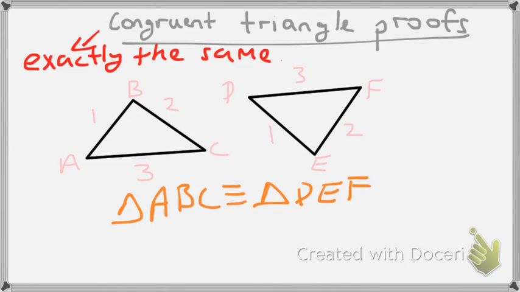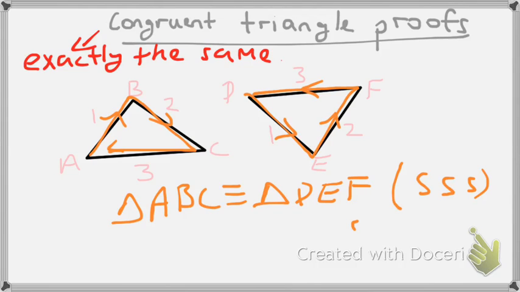And I want you to notice that I labelled these in the same order, A, B, C. Alright, I went across the 1, across the 2, across the 3. D, E, F, across the 1, across the 2, across the 3. And the reason is SSS, which stands for side, side, side. So I know that the three side lengths are the same.